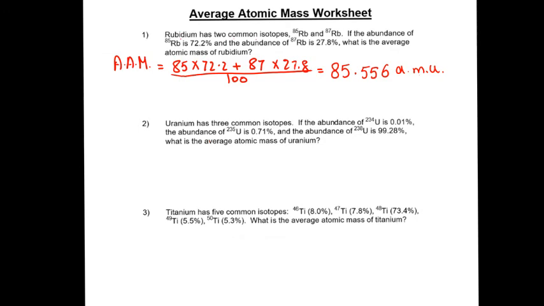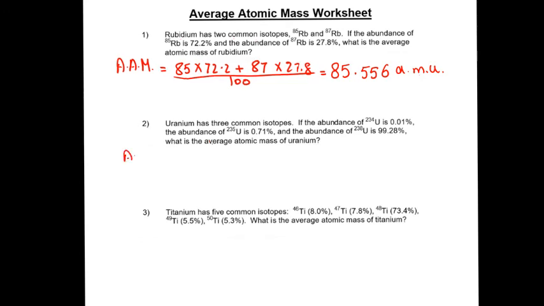Let's do the second example. Uranium has three common isotopes. If the abundance of uranium-234 is 0.01% and the abundance of uranium-235 is 0.71% and the abundance of U-238 is 99.28%, what is the average atomic mass of uranium?